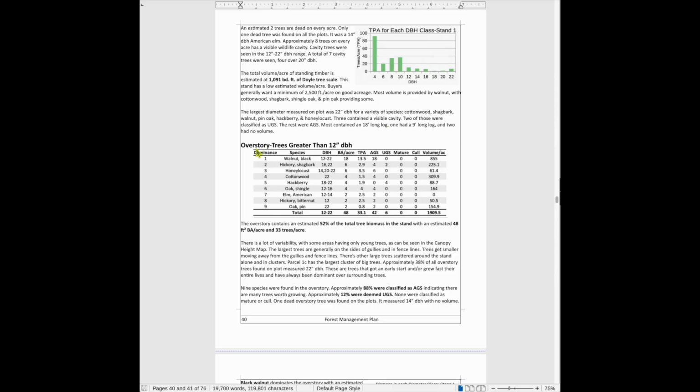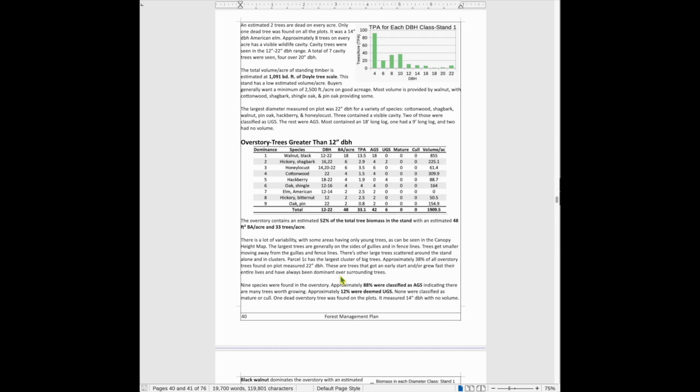Then we go into the overstory, trees greater than 12 inches. And so these are all the trees that are over 12 inches. The DBH, their diameter, goes up to 22 inches. And black walnut was the dominant tree. It has the most BA per acre. It occupies the most square footage, quite a bit compared to the next most dominant species. So this is a highly detailed breakdown, and we can go more detailed if desired.